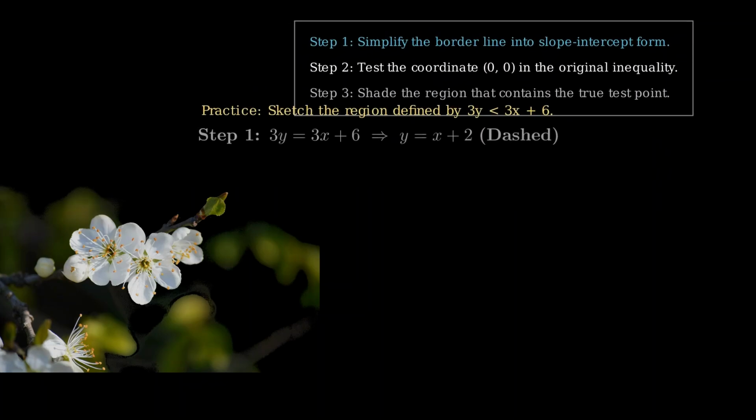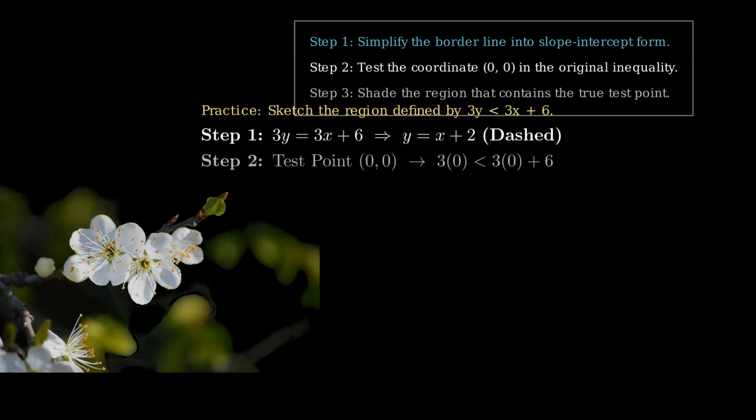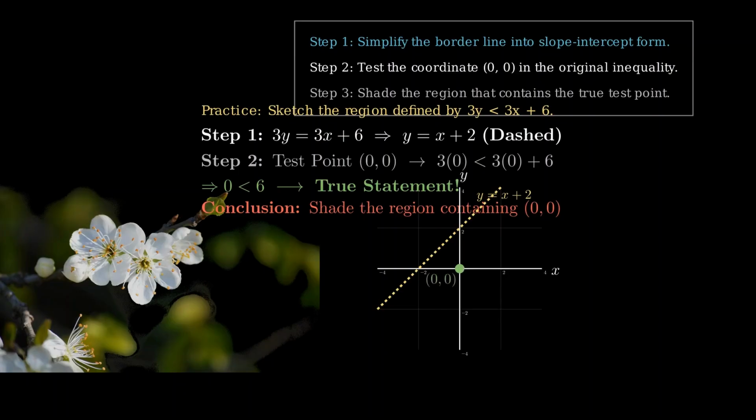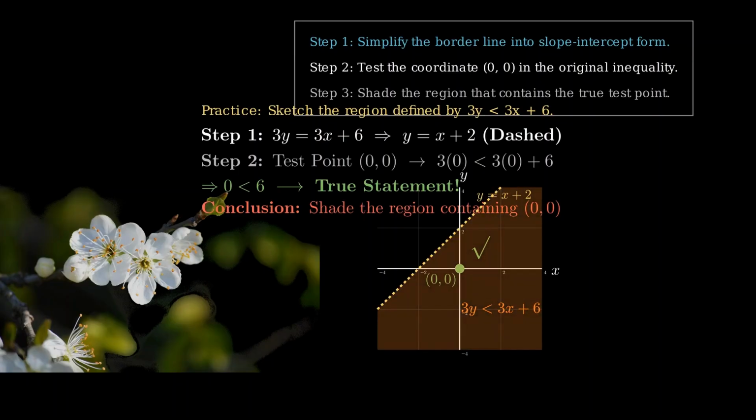First, let's form the borderline equation. 3y equals 3x plus 6. Dividing both sides by 3 gives y equals x plus 2. Since the sign is strictly less than, the line will be dashed. Now, test whether the point (0, 0) satisfies the inequality. Substituting x equals 0 and y equals 0 gives 0 is less than 6. This is a true statement, so (0, 0) lies inside our solution set.